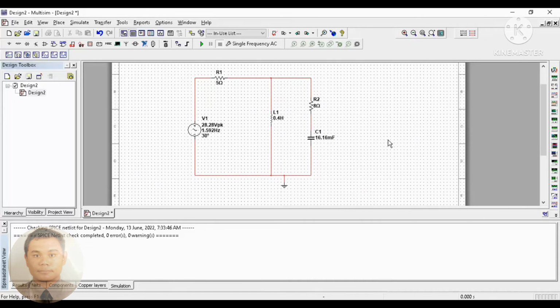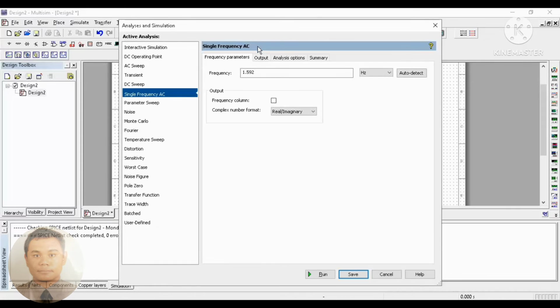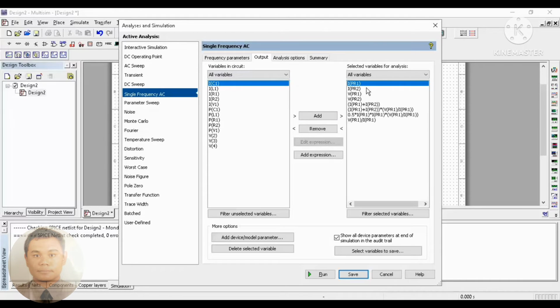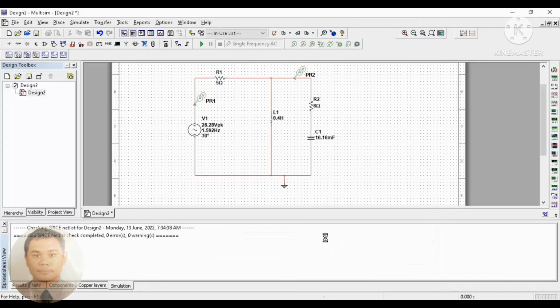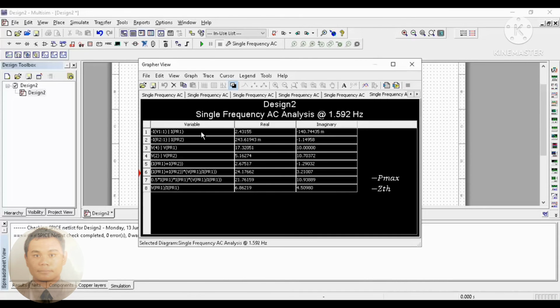Next, to find the impedance and maximum power value. First, mark the voltage and current on the circuit. Next, go to the simulation and analysis and go to single frequency AC, set the frequency and change the output to real imaginary. Add other expressions for impedance and maximum power. Run the simulation to get the impedance and maximum power output.